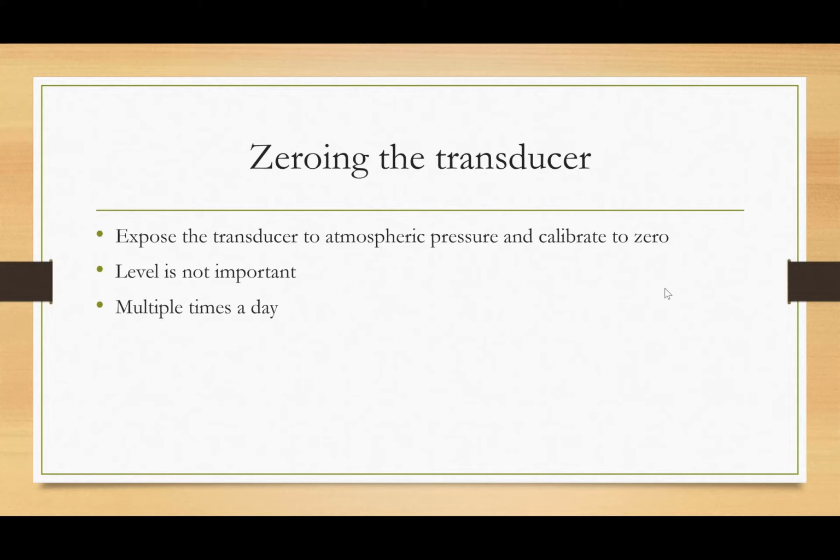So now we will have a word about zeroing and leveling. Zeroing the transducer is to expose the transducer to atmospheric pressure and calibrate it to zero, so that the atmospheric pressure is not added to it, and it is calibrated at the level of zero. In calibrating, that is in zeroing a transducer, the level is never important, and this should be done multiple times a day to avoid distortion in the blood pressure measurement.